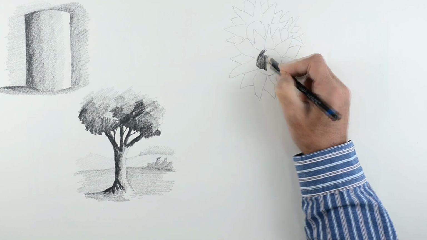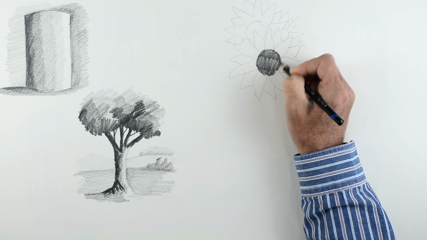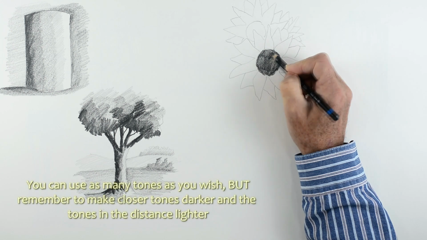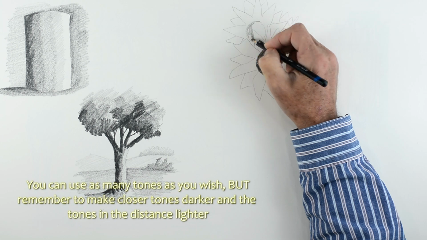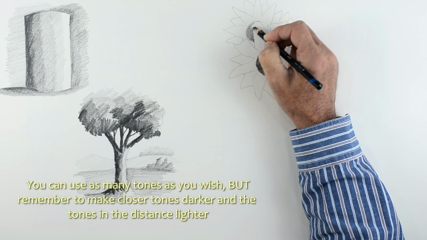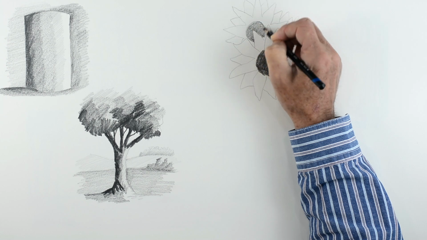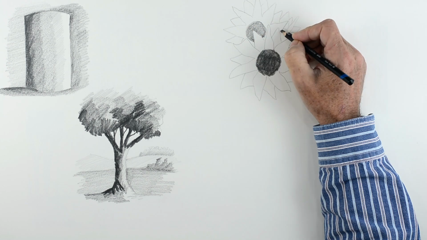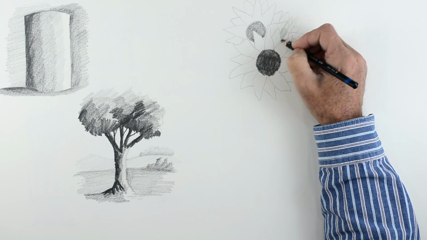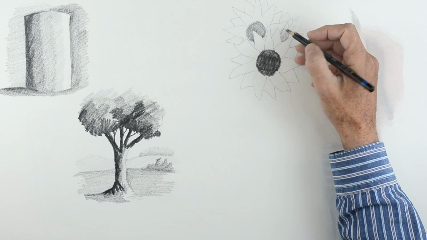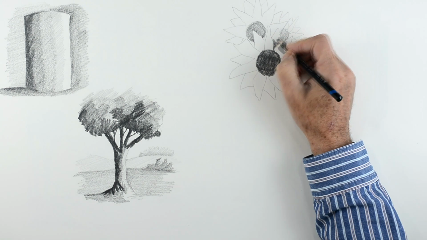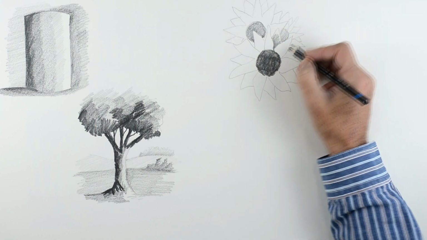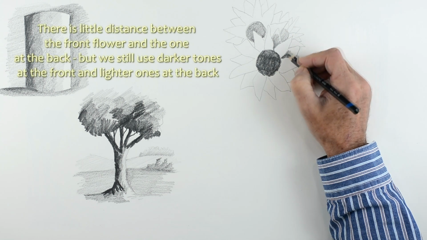Going back to my soft 8B pencil, I'm going to shade in the centre of this flower here, pressing on really hard. The next flower, which is a little bit further back, it's not too far, but I'm pressing on much lighter here. So the centre of the flower is much lighter than the first one. And then the third one, which is even further back, but again not that far really, I'm doing that very lightly.